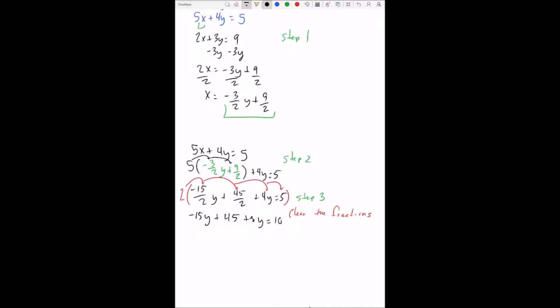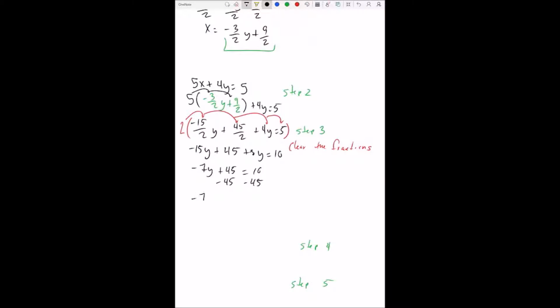So we're going to combine like terms. We get negative 7y plus 45 equals 10. We're going to subtract 45 to both sides. So we get negative 7y equals negative 35. Divide by negative 7. We get y equals 5.